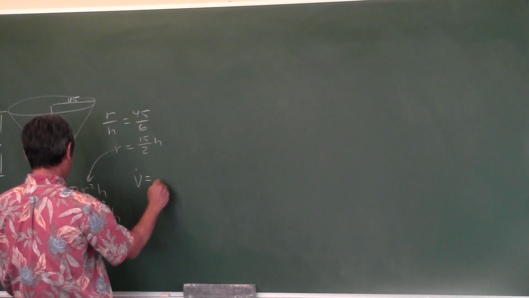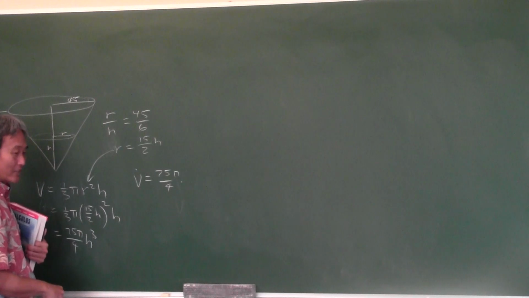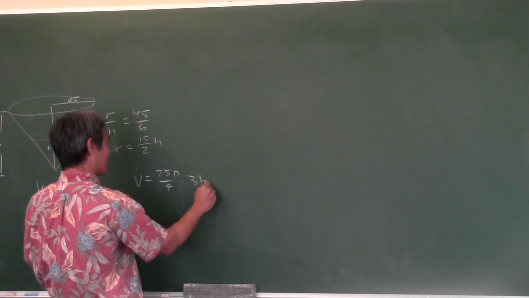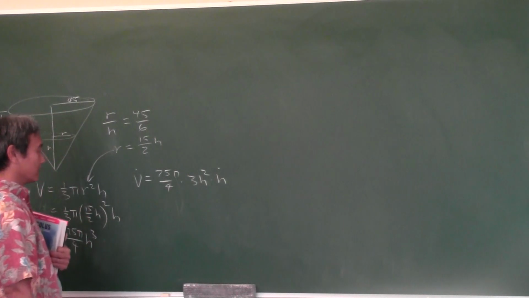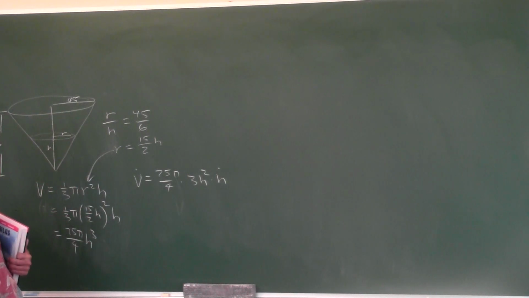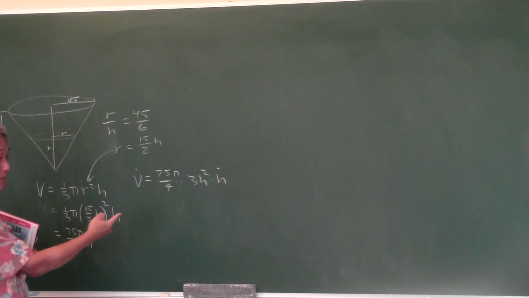So dV/dt equals, throw the constant on the side like an unwanted pet, and what's the derivative of h cubed? It's 3h squared times h dot. Solve for h dot. That's exactly what it is. Please do not forget that h dot, because that's what we're trying to find.